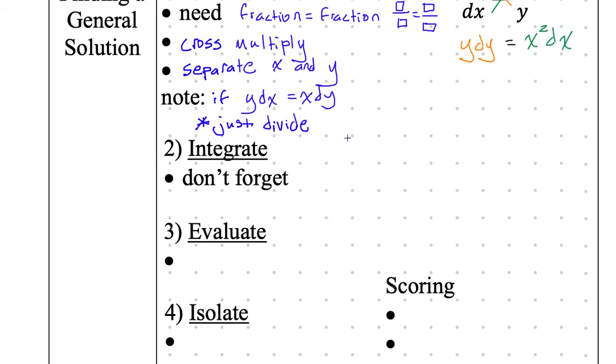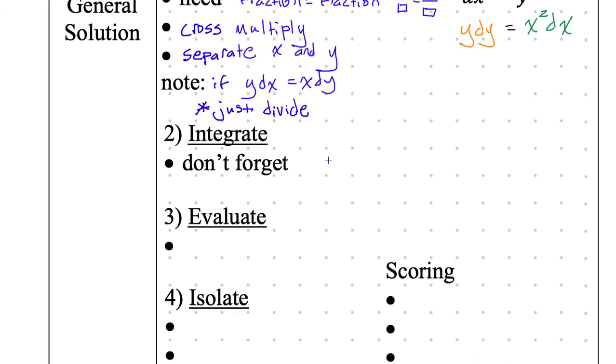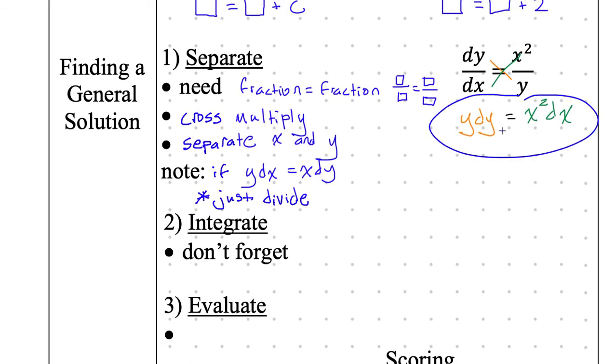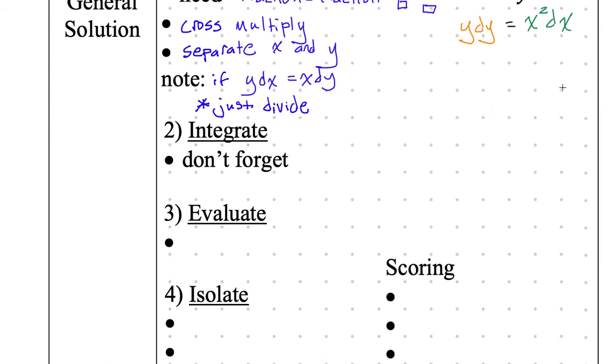Oh, I see, okay. So we're on to step 2, integrate. That means I now have this equation right here, just write an integral in front of both sides, the left-hand side and the right-hand side. So I now have the integral of y dy is equal to the integral of x squared dx.